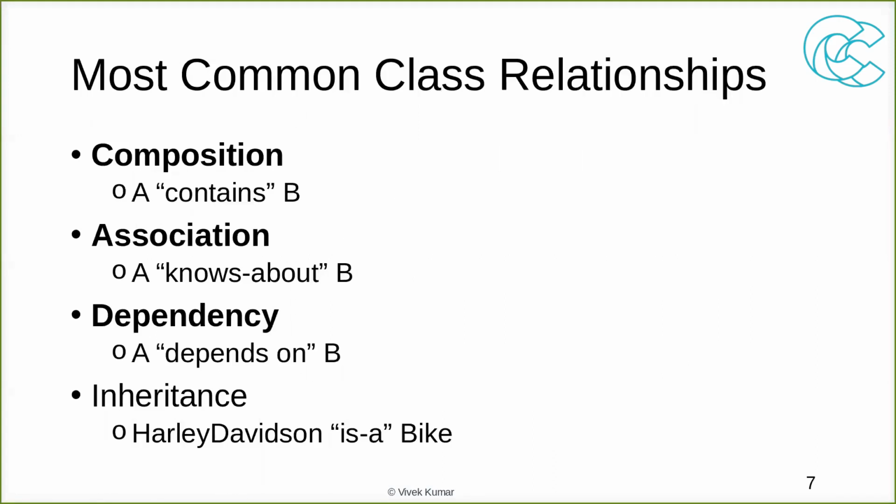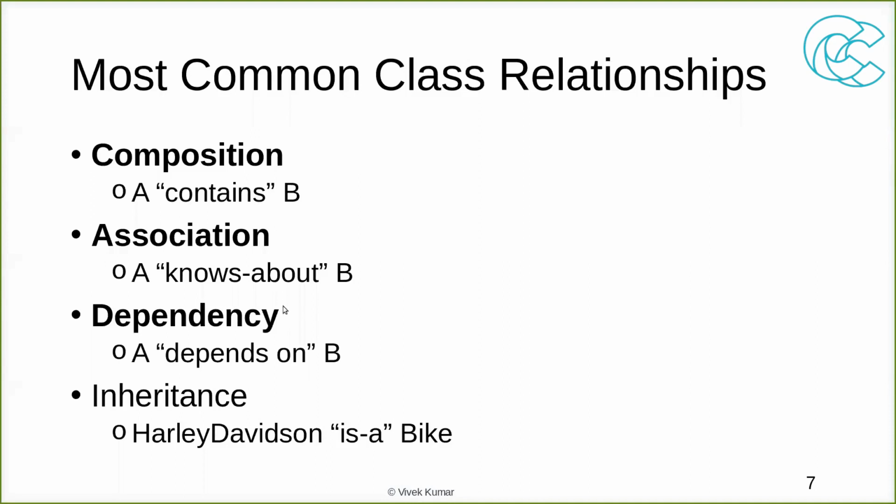Okay. So broadly, there are three different types of relationships, or four, right? But we'll be looking at inheritance separately in a couple of next lectures. We'll be looking at these three: composition, association, and dependency, as part of this class and the next class, right?